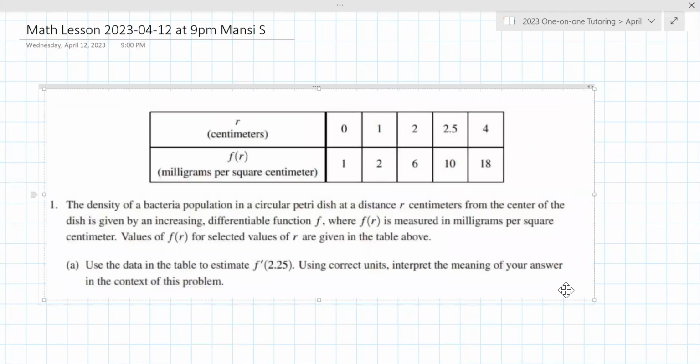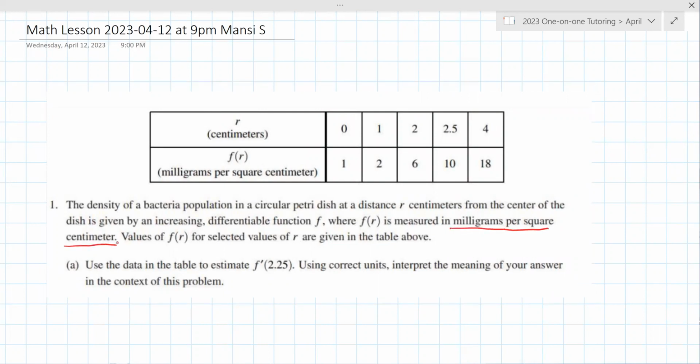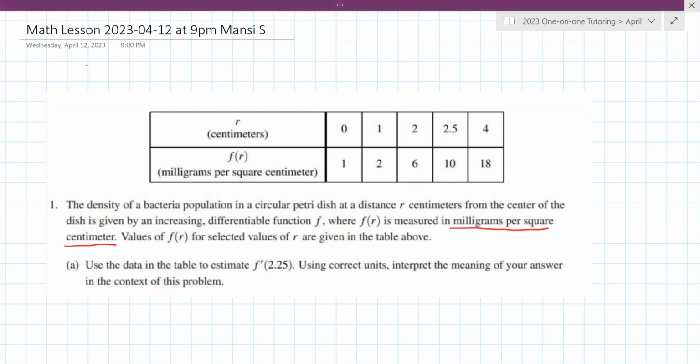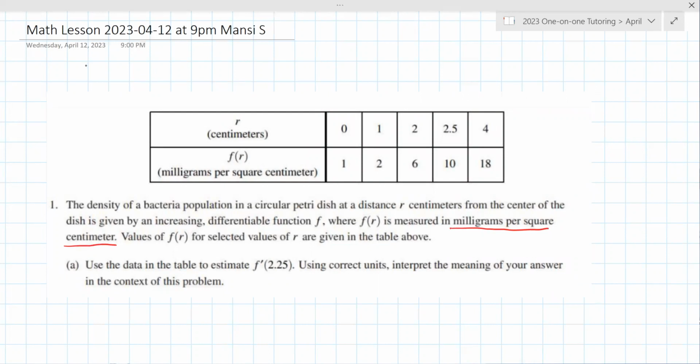All right, there it is. Density of a bacteria population in a circular petri dish at a distance r centimeters from the center of the dish is given by an increasing differentiable function f, where f of r is measured in milligrams per square centimeter. That's kind of important. That's a rate. Values of f of r for selected values of r are given in the table above.